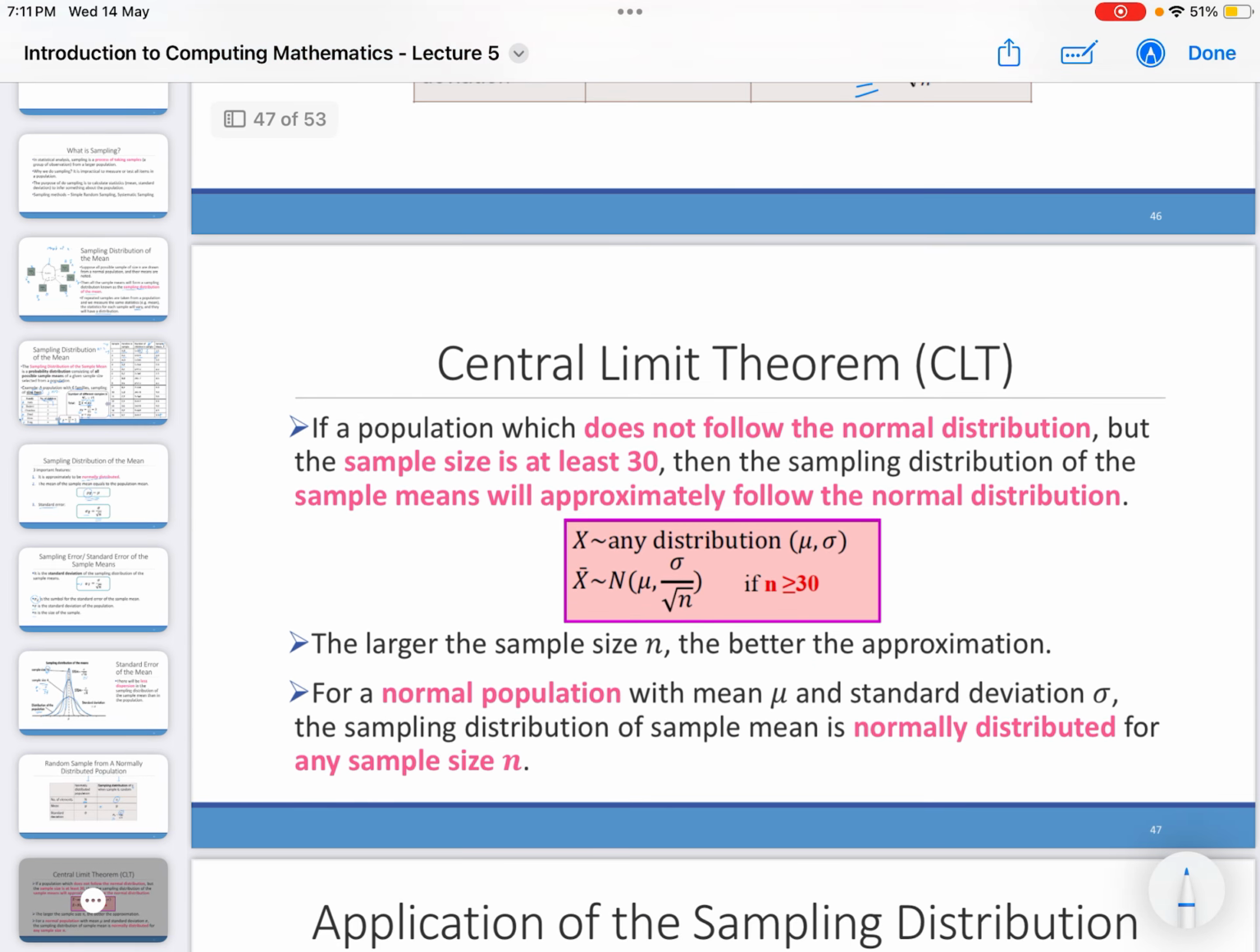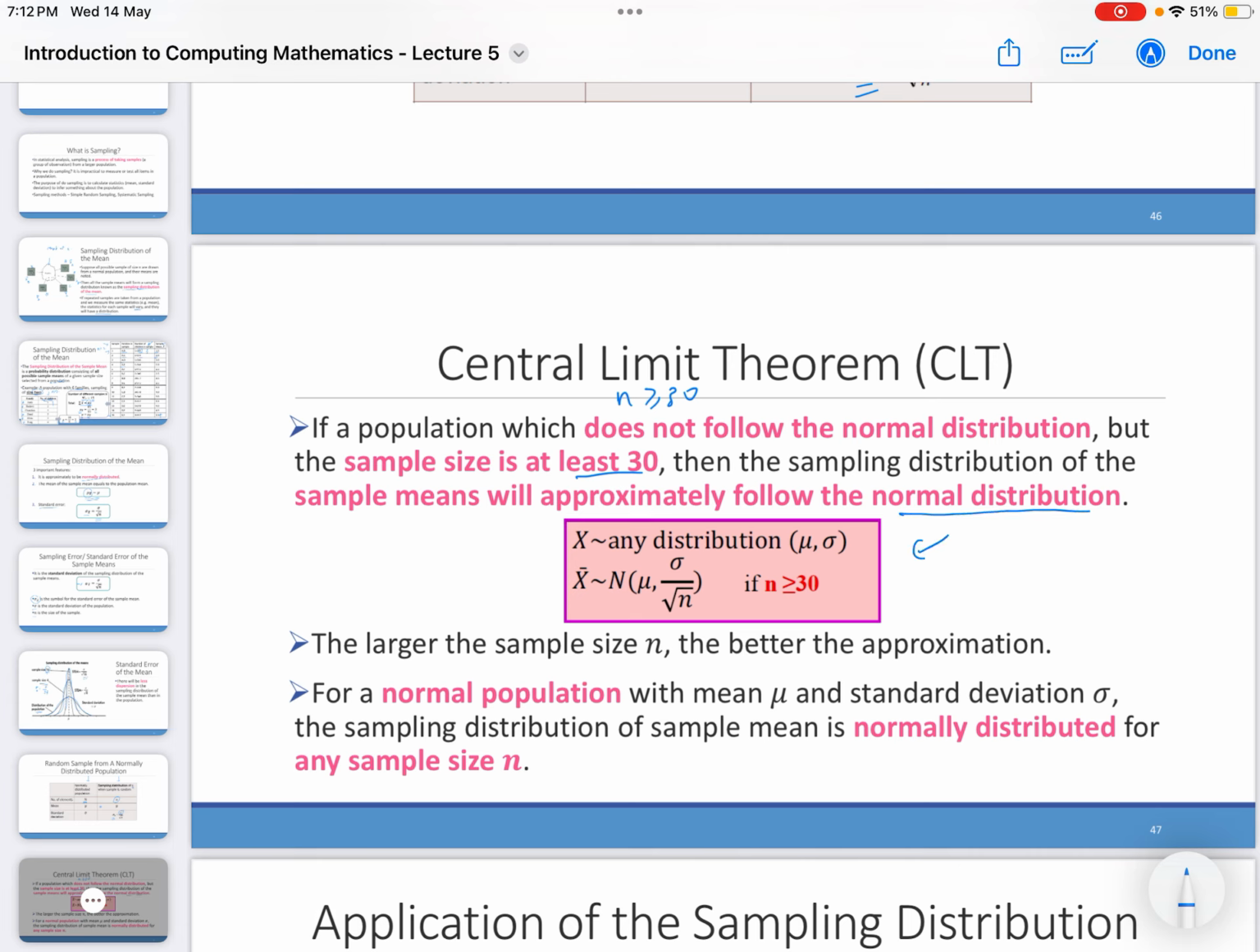Okay, next we will look at the central limit theorem. Okay, if a population does not follow the normal distribution, or actually we don't know the distribution of the population, but the sample size is at least 30, so n is greater than or equal to 30, then the sampling distribution of the sample means will approximately follow the normal distribution.